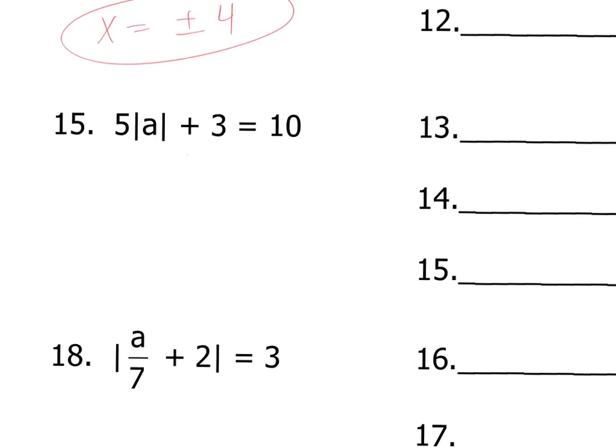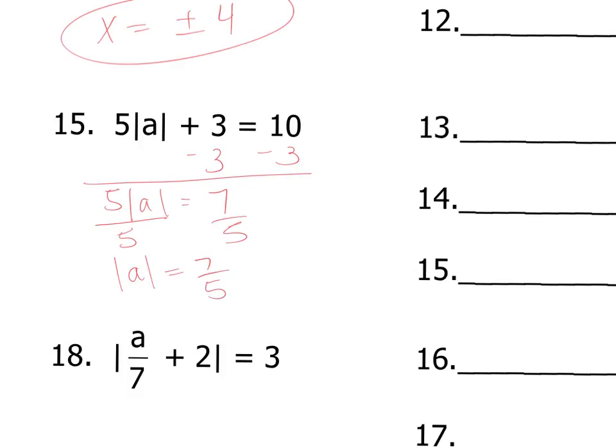Number 15, if I subtract the 3 away, I have 5 times the absolute value of a equals 7. Divide by 5, you're going to get a fraction here. That's okay. Fractions are numbers too. We don't discriminate. So we have the absolute value of a equals 7/5. So that means that a is either positive or negative 7/5. Just like a whole number. Not a big deal.